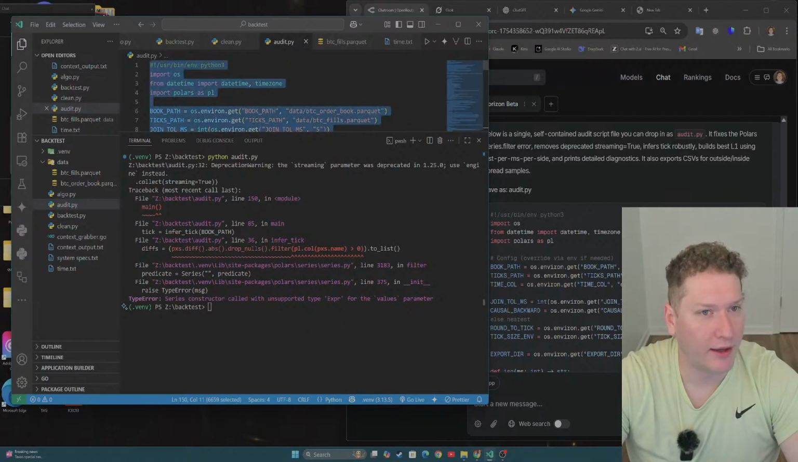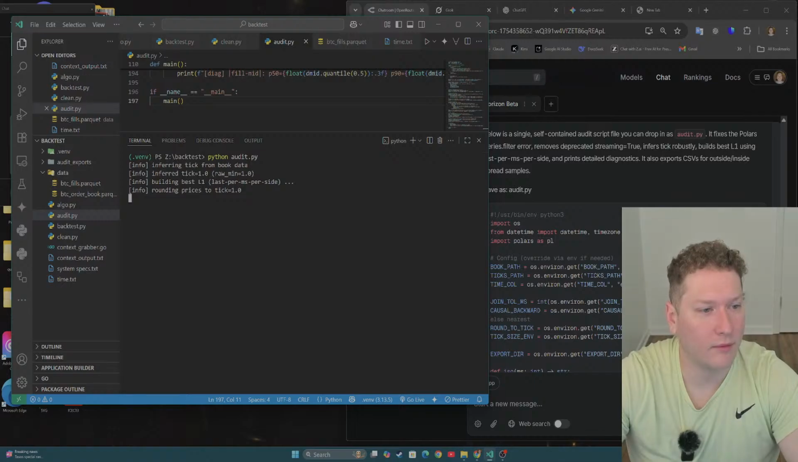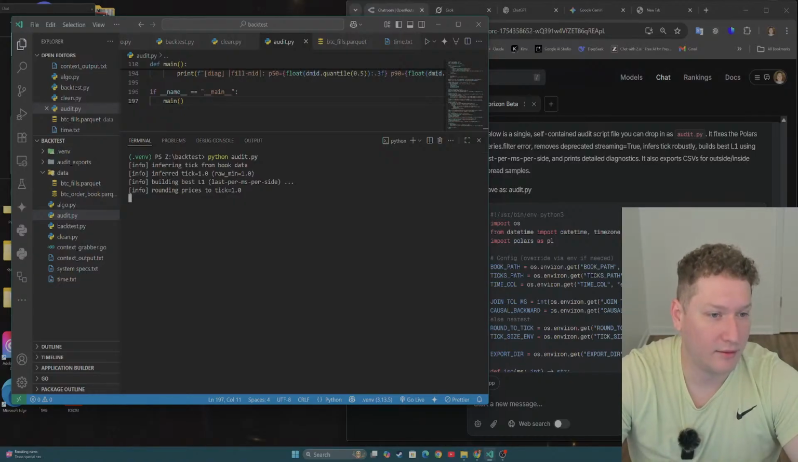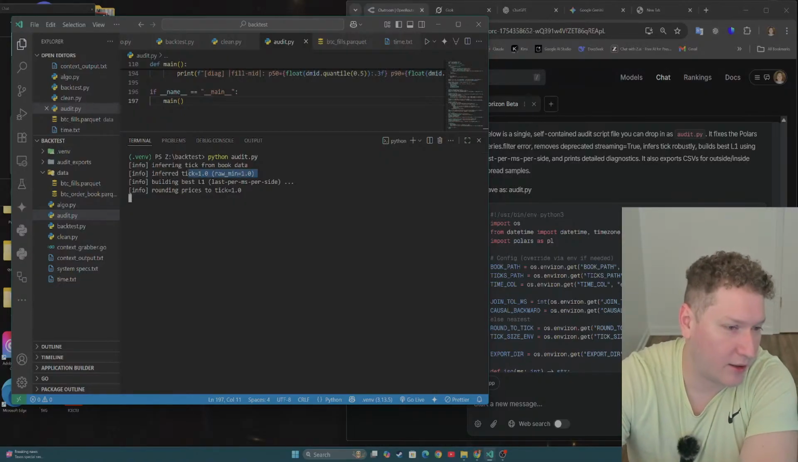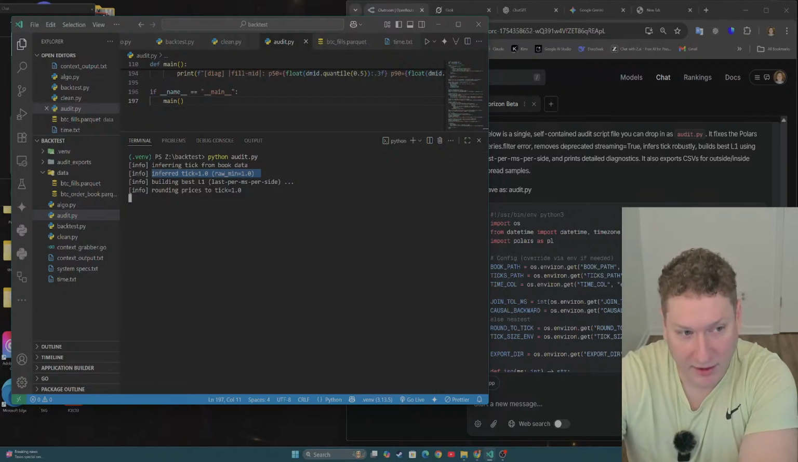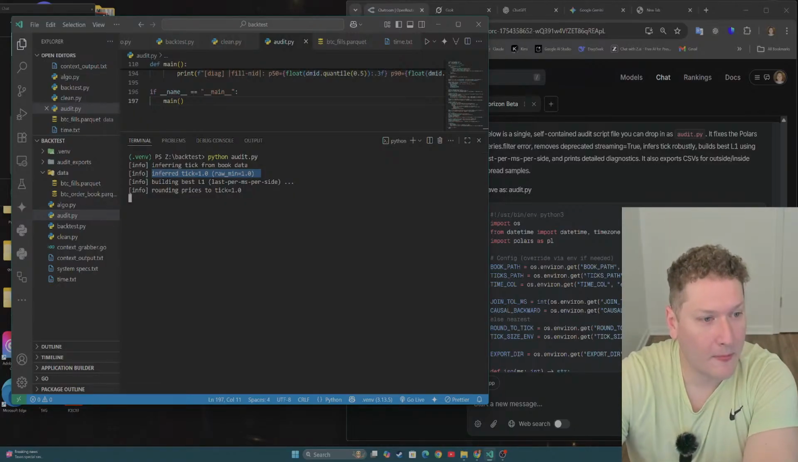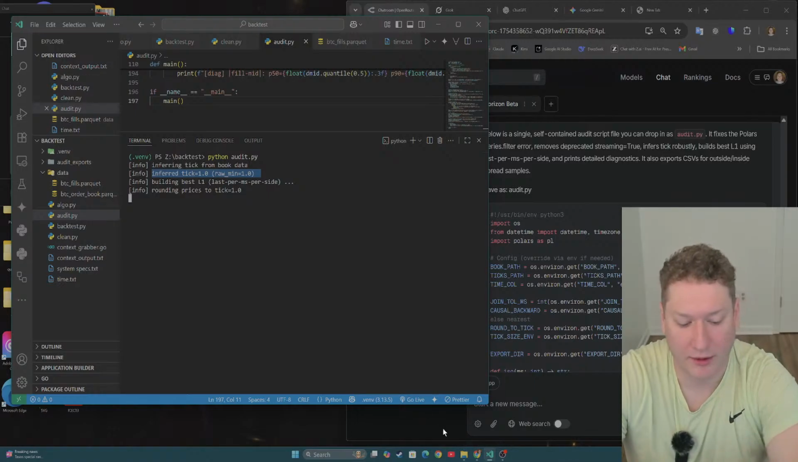All right, we need to get that audit going. Okay, tick. That's good. So I could just hard code the 1.0, but it's inferring it, so it means my data was good. The tick should be 1 because that's what it is for Hyperliquid. Building the best L1. Okay, rounding prices to tick 1.0.